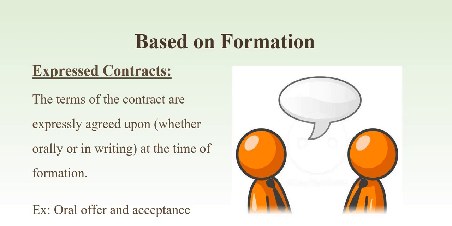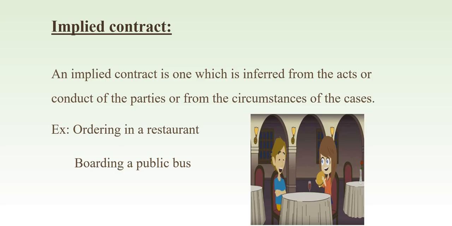Based on the formation, express contract. The terms of the contract are expressly agreed upon, whether orally or in writing at the time of formation. Example, oral offer and acceptance. Implied contract. An implied contract is one which is inferred from the act of the parties or conduct of the parties or from the circumstances of the case. Example, ordering in a restaurant, boarding a public bus.